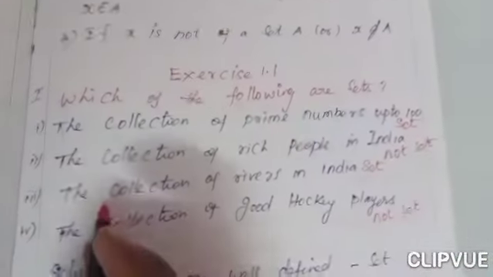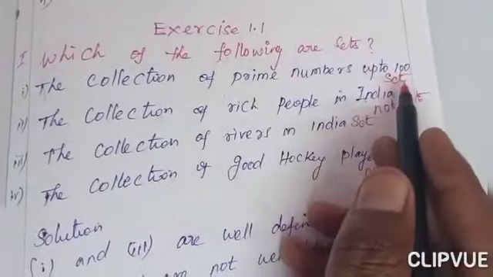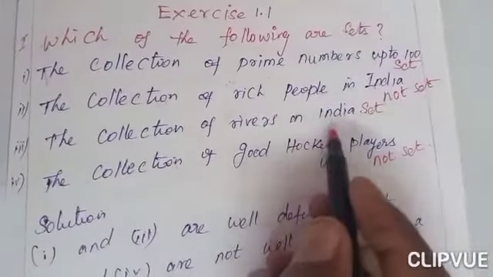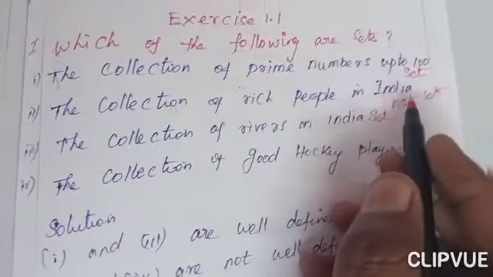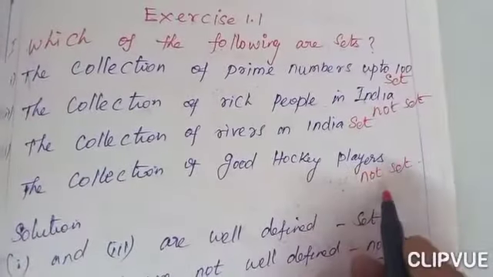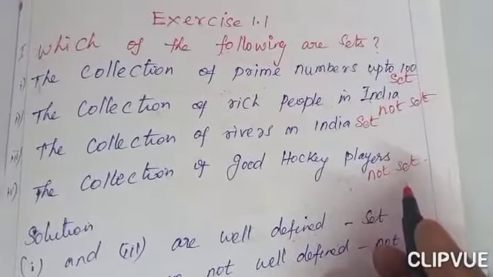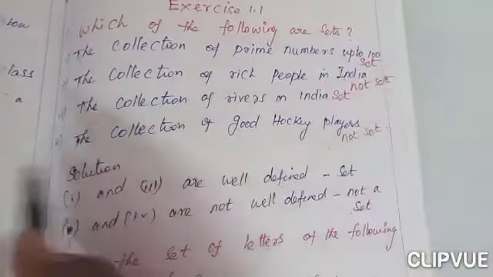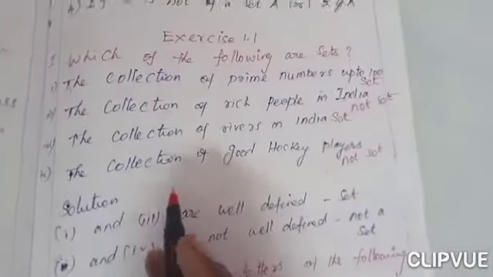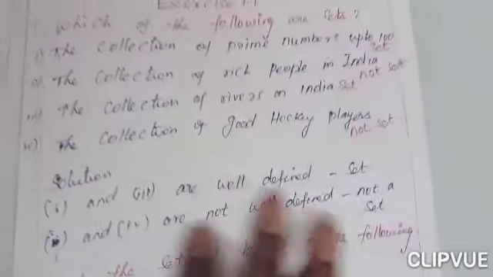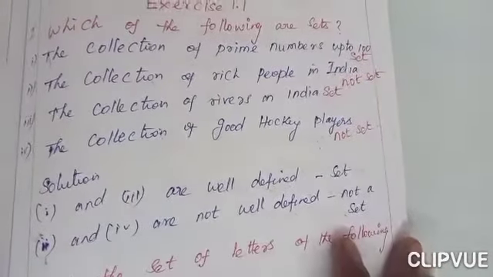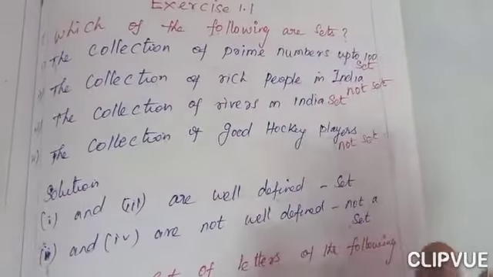Finally we can conclude: the collection of prime numbers up to 100 is a set. The collection of rivers in India is also a set. The collection of rich people in India and the collection of good hockey players in India are not sets. I hope you understand this first Roman numeral. One more time I recall the definition of sets: a set is a well-defined collection of objects. Always keep it in your mind. Look at the second Roman numeral. List the set of letters.